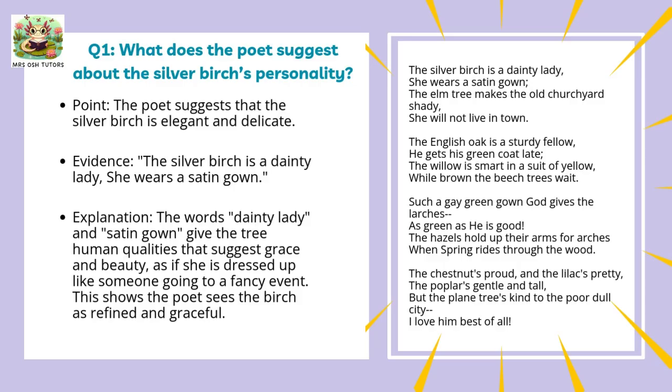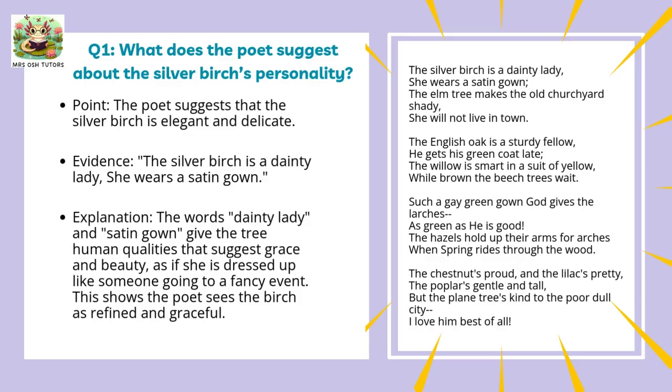So for this question, my point, my statement that answers the question is, the poet suggests that the silver birch is elegant and delicate. My evidence that I've chosen to use is, "the silver birch is a dainty lady. She wears a satin gown." My explanation is, the words "dainty lady" and "satin gown" give the tree human qualities that suggest grace and beauty, as if she is dressed up like someone going to a fancy event. This shows the poet sees the birch as refined and graceful.